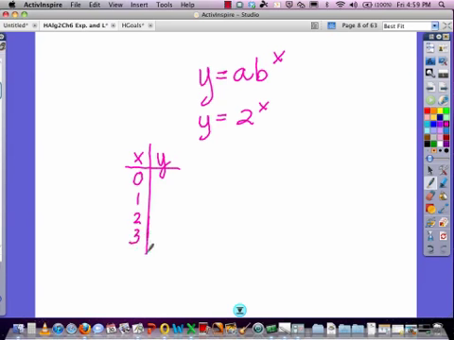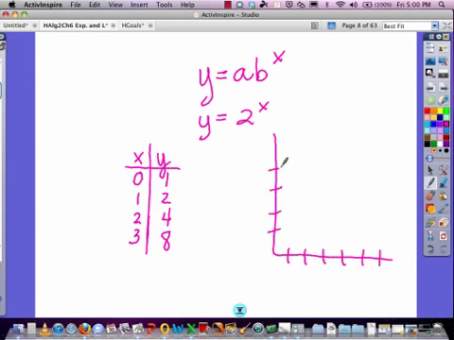So let's go. When 2 goes to the 0 power, it's a 1. When 2 is to the first power, we get a 2. 2 is to the second, we get 4. 2 is to the third, we've got an 8. Now a quick graph, since those are all positive, we're going to start here. See what this thing looks like.